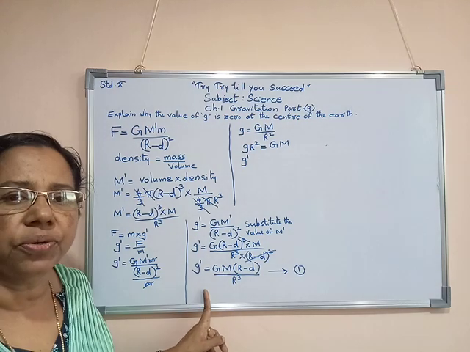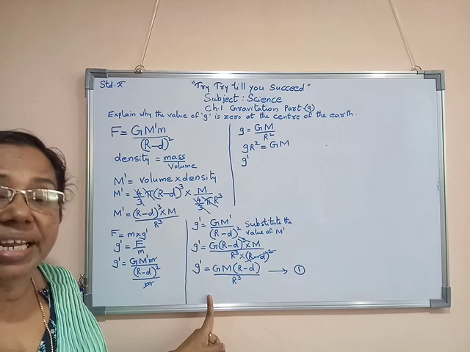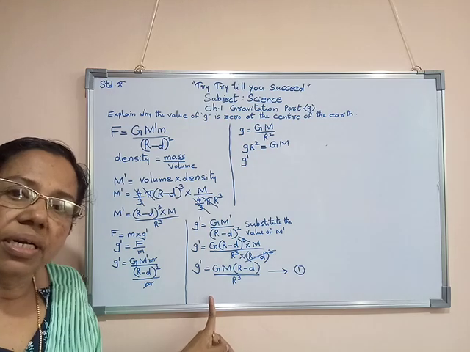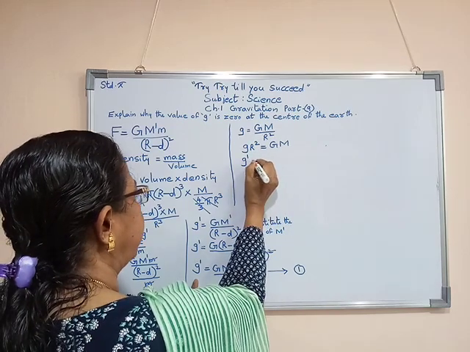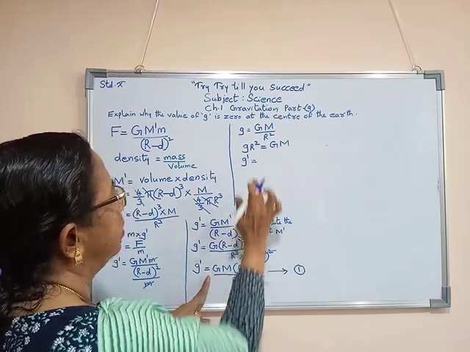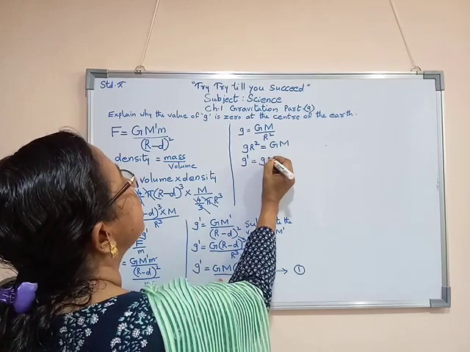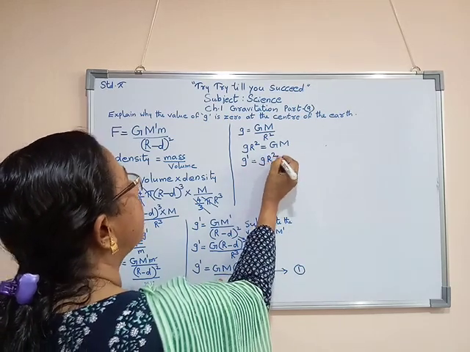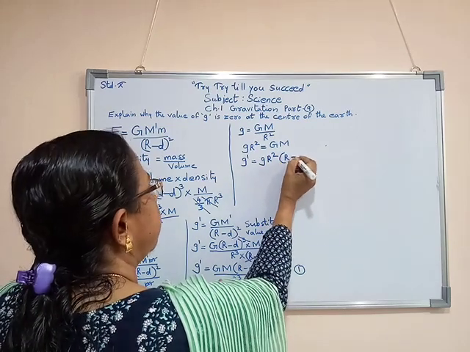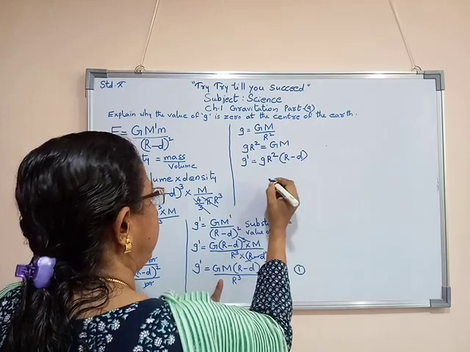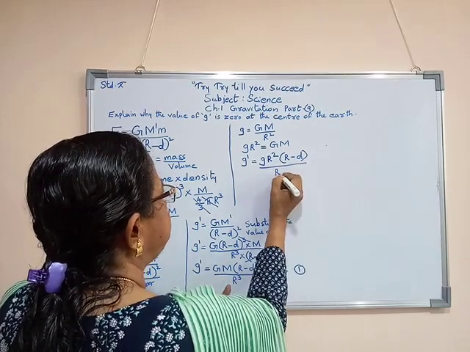That means G dash is equal to 0 when it is at the center of the earth. So listen here. G dash, that is equal to, now Gm, there I am putting this value, that is small g capital R square into R minus D, then upon R cube.